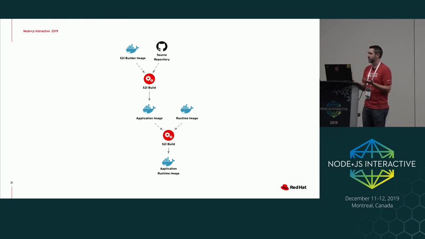This little picture here actually shows a two-stage one. The first top part is what we're talking about here, where you take your source code, this build happens, and then your application image is essentially just a Docker image. Right. And within OpenShift, there's this concept of build, and we'll see that in a minute.